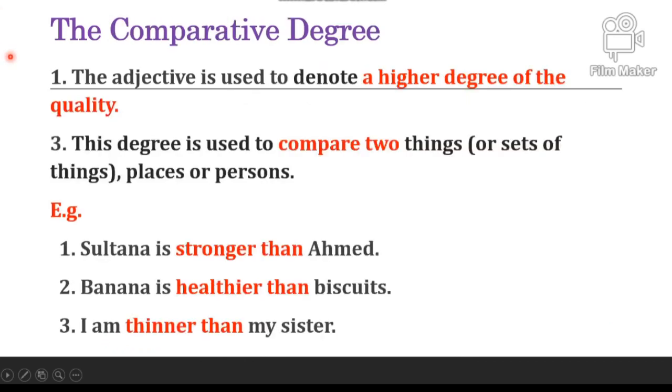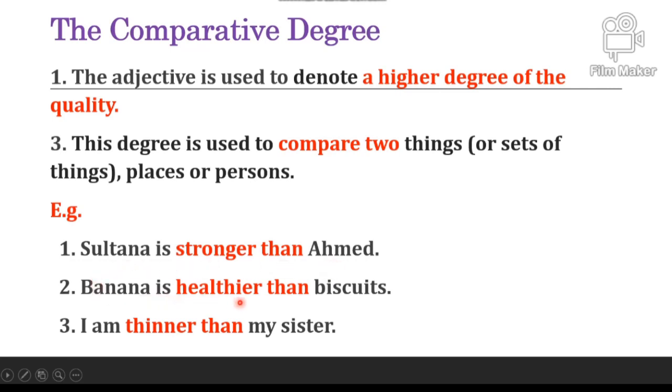Next degree is the comparative degree. Here, the adjective is used to denote a higher degree of the quality. This degree is used to compare two things or sets of things, places, or persons. Means, here comparison is made to prove that one is superior to other. For example, Sultana is stronger than Ahmad. Here, comparison is made between Sultana and Ahmad.